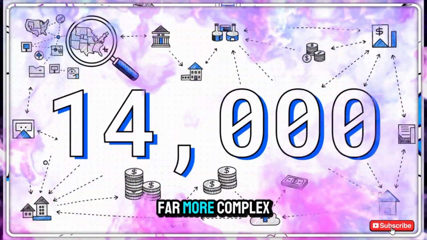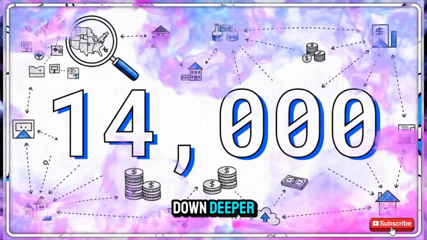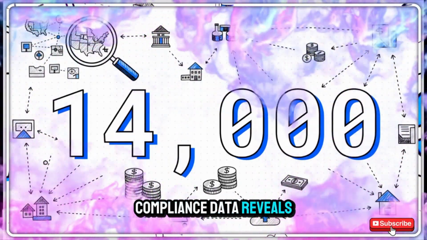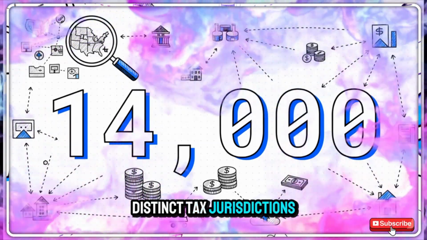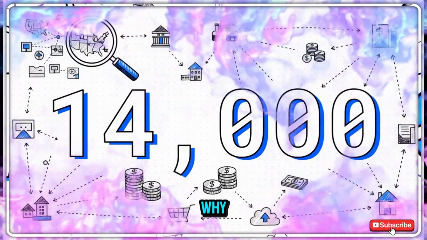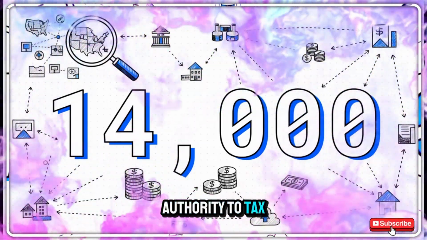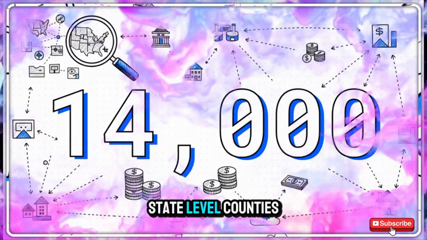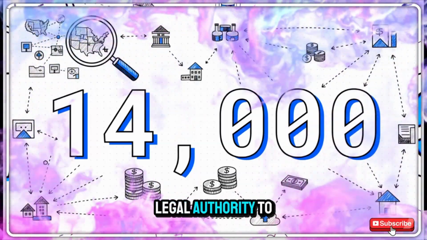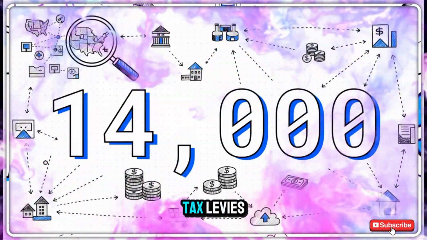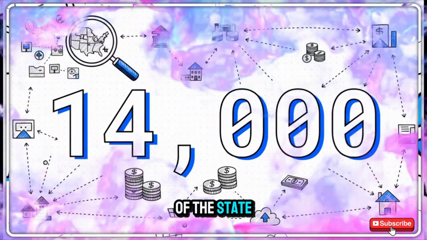And it gets far more complex when you drill down deeper. Macro-level compliance data reveals that there are over 14,000 distinct tax jurisdictions in the US. Why? Because the legal authority to tax is not limited to just the state level. Counties, cities, and local municipalities all hold the legal authority to impose their own local tax levies directly on top of the state rate.